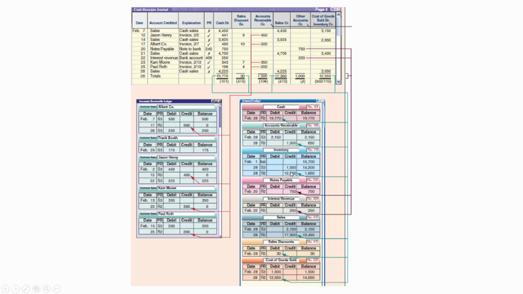In the Prodisco example, you will be updating inventory as you purchase it and as you sell it. Notes payable at the end of the month, interest revenue at the end of the month, sales at the end of the month, and sales discount at the end of the month.